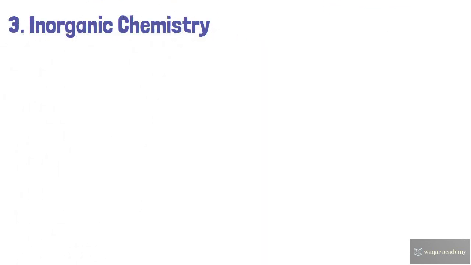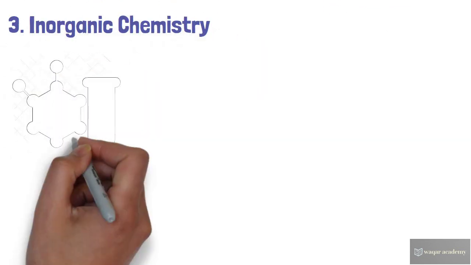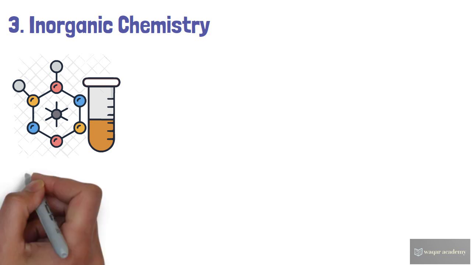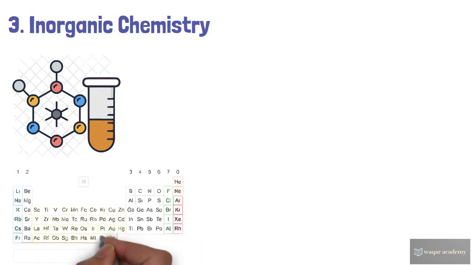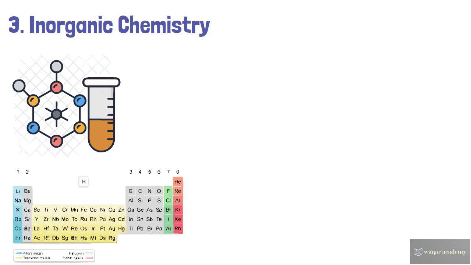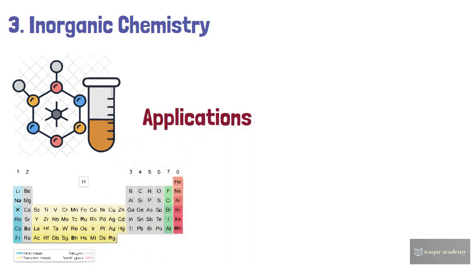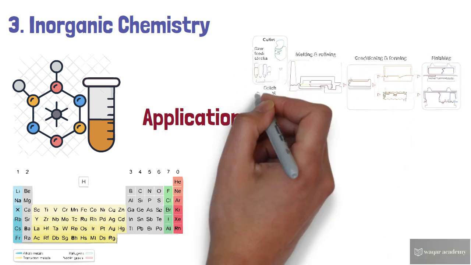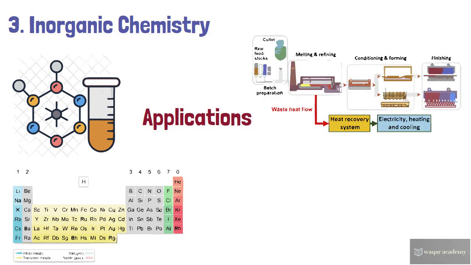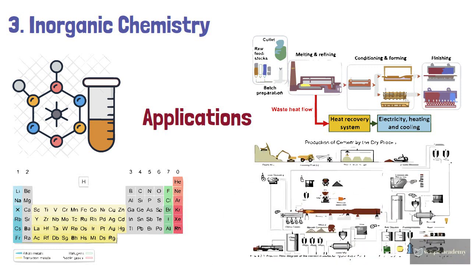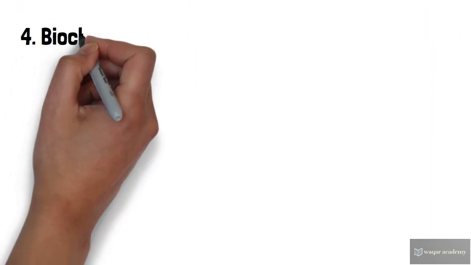3. Inorganic chemistry. Definition. Inorganic chemistry focuses on the study of all elements and their compounds except those involving carbon and hydrogen, hydrocarbons, and their derivatives. Applications. Inorganic chemistry plays a crucial role in various industries, including glass manufacturing, cement production, ceramics, and metallurgy, extraction of metals from ores.